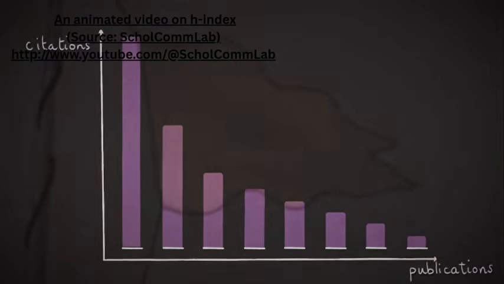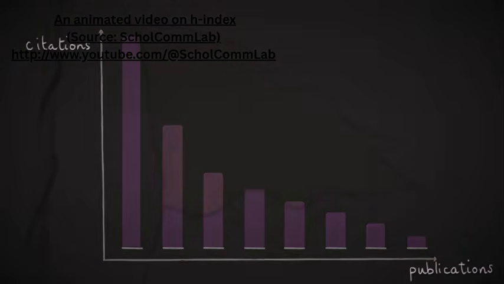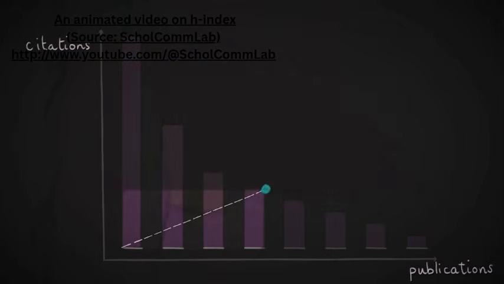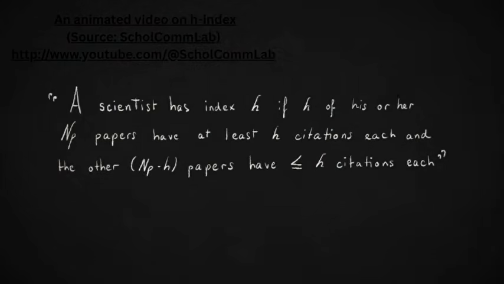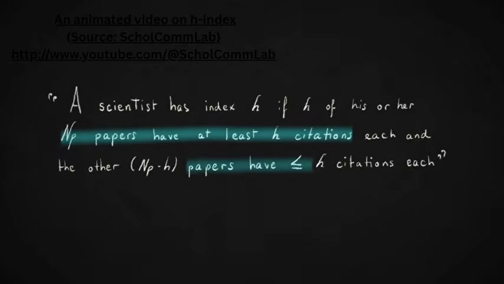Mariam's postdoctoral supervisor explained that people use the H-index to characterize the scientific output of a researcher. The H-index was created by physicist Jorge Hirsch, who wanted to create a measure that combined research productivity and impact. A scientist has index H if H of his or her number of papers have at least H citations each, and the other papers have less than or equal to H citations each.